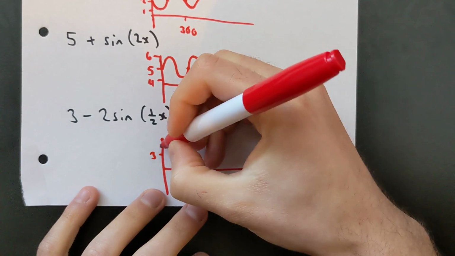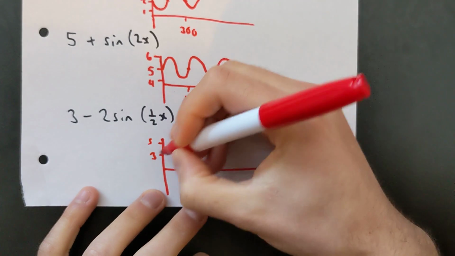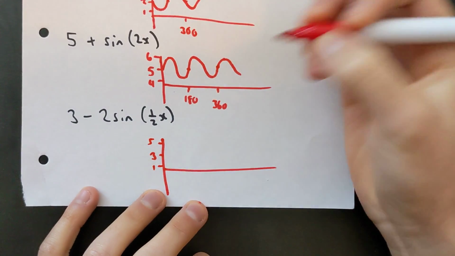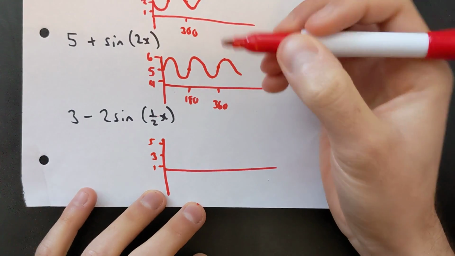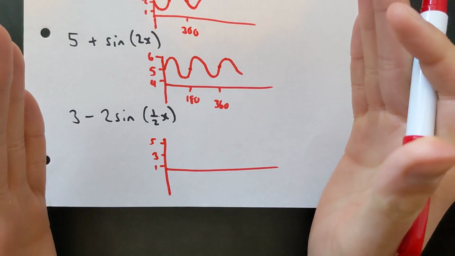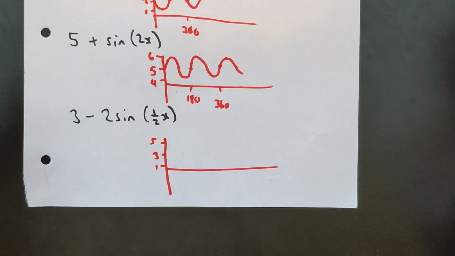So instead of going up by 1, it's going to go up by 2. Instead of going down by 1, it's going to go down by 2. So it's going to be a maximum of 5, minimum of 1. Half x, so that's affecting the x values. It's not going to halve it this time, it's going to expand it out.